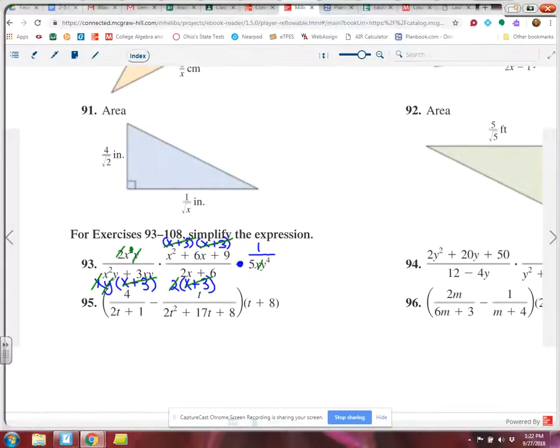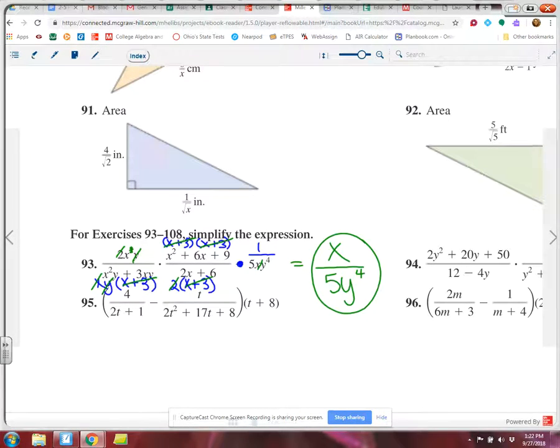Is that okay? All right, well, what's left now? Numerator, what's left? I just have an x on top. So we got an x in the numerator. What's in the denominator? 5y to the fourth. Questions? Sure?